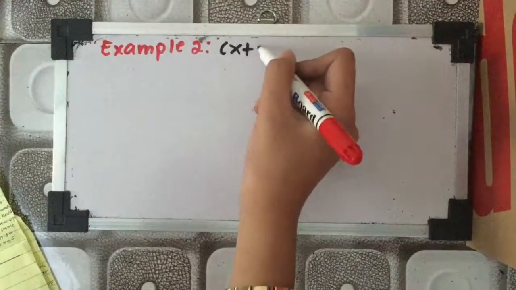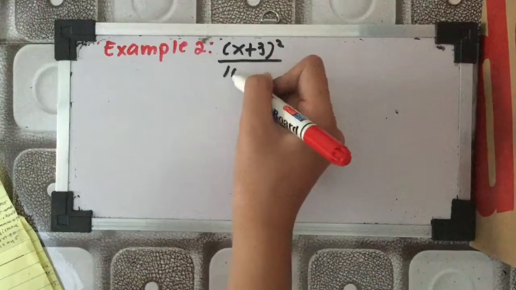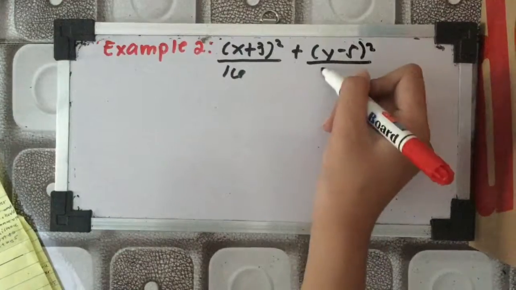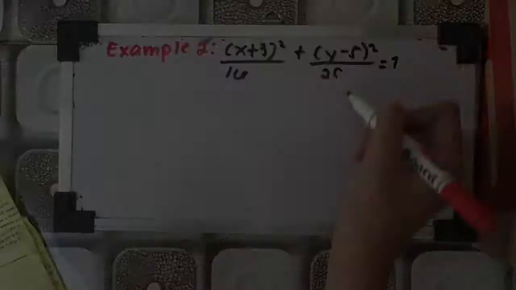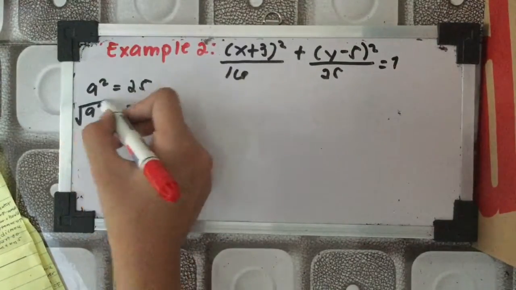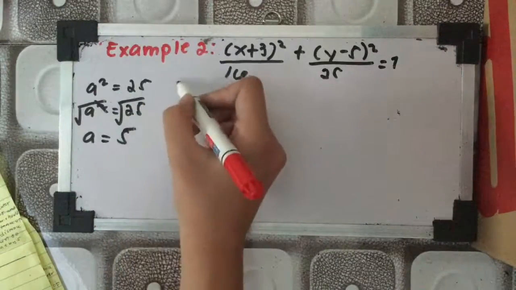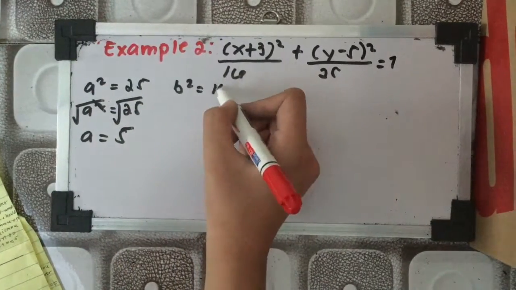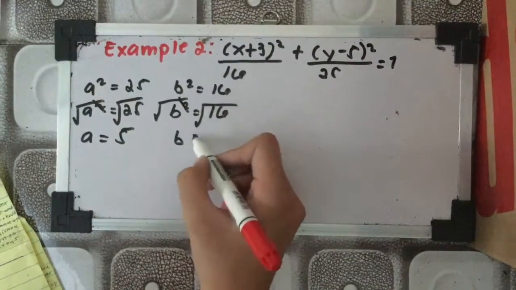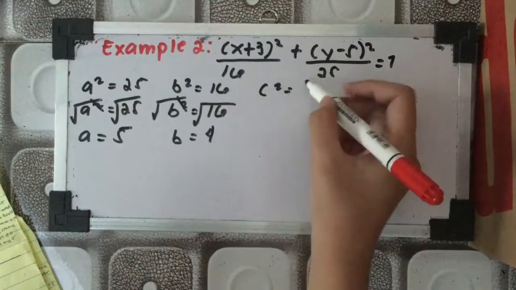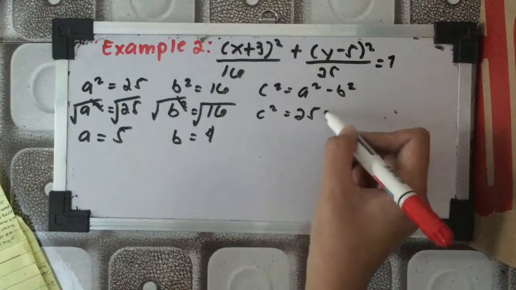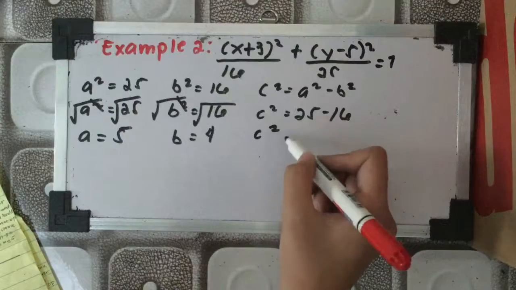For example number 2, the equation would be the quantity (x plus 3) squared over 16 plus the quantity (y minus 5) squared over 25 is equal to 1. So, a squared is equal to 25, while b squared is equal to 16. If you take the square root of b squared, the answer would be 4. And if you take the square root of a squared, the answer would be 5. a squared is 25, b squared is 16, and c squared is unknown. 25 minus 16 equals c squared. The answer would be c equals positive or negative 3.